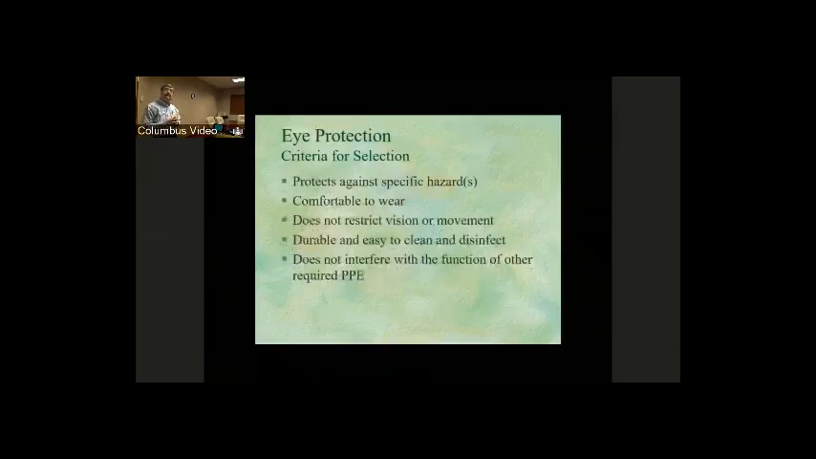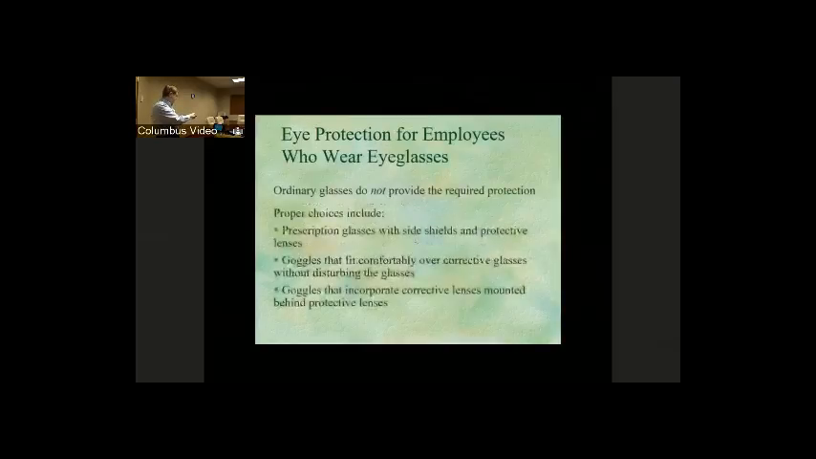And again, criteria, got to protect against the specific hazard based on your exposure. So again, if we have impact, they have to be impact resistant. You have to have the side shield on them, or they have to be the type that wraps around all the way around. Got to be comfortable to wear, does not restrict vision or movement of the head, durable and easy to clean and disinfect, and does not interfere with the function of other required personal protective equipment. So those are some of the basic requirements that we have to follow when we select appropriate eye protection.